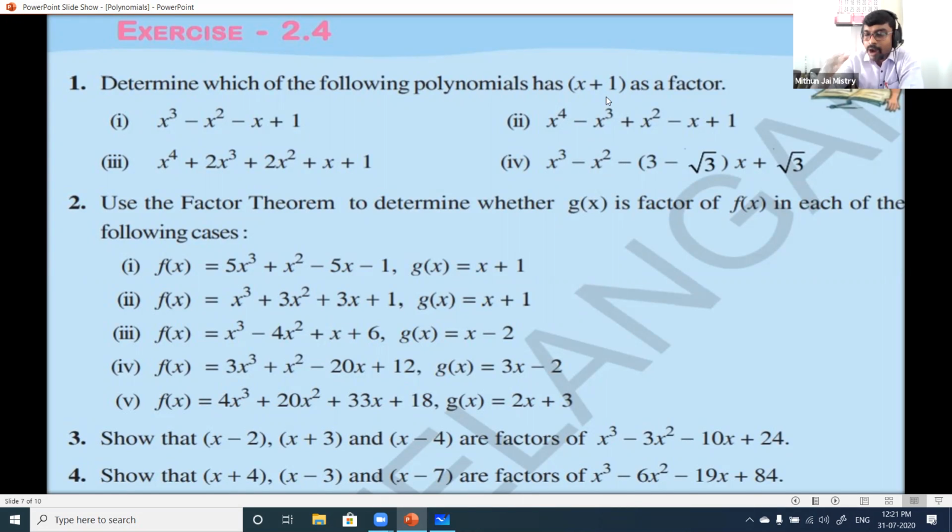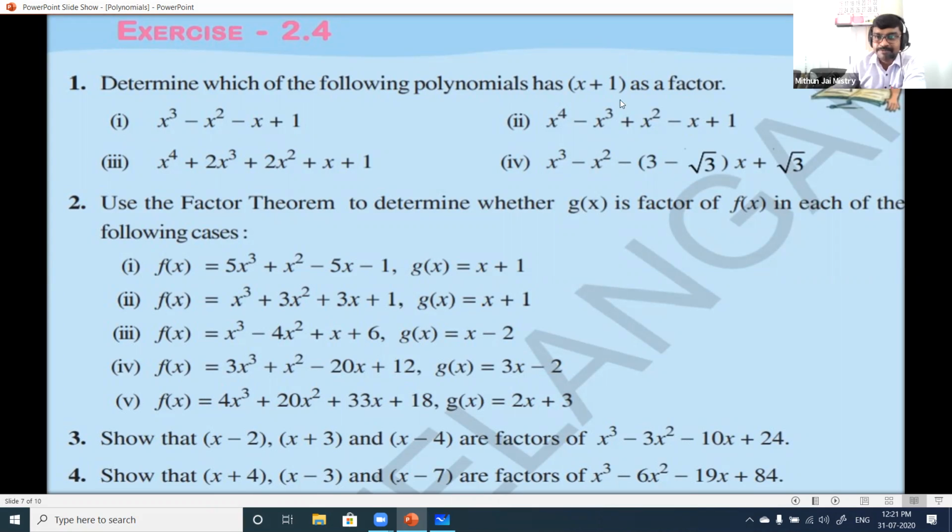Here 4 polynomials are given, and we have to check which polynomial has x plus 1 as a factor. Now, how to know that? How can we know whether x plus 1 is a factor or not? Raju, can you tell? Sir, using remainder theorem. Using remainder theorem or factor theorem? Both we will be applying actually.